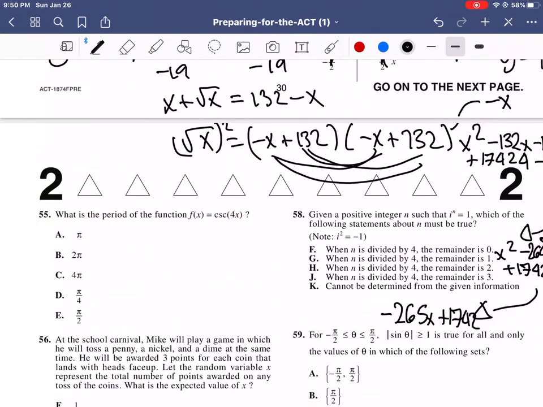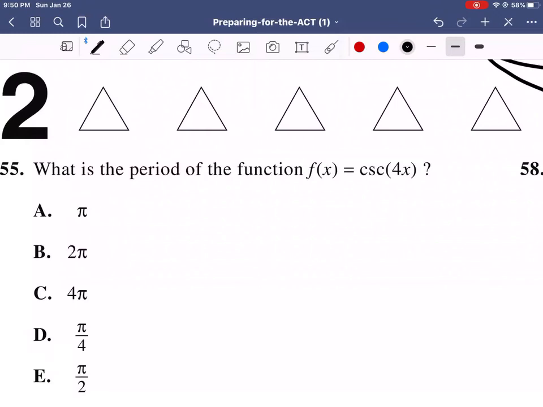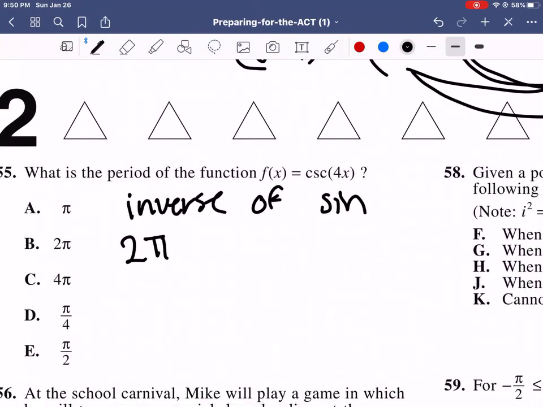Okay. What is the period of the function f of x equals cosecant 4 times x? So we know that cosecant is the inverse of sine. Sine and cosine always have a period of 2 pi. And if cosecant's period is 4x, is 4, then you need to divide by 4, and you get pi over 2, which is e.